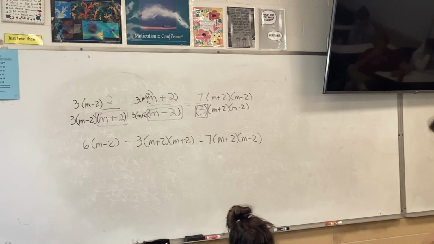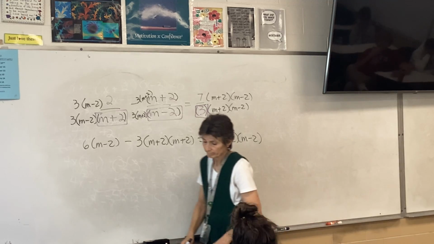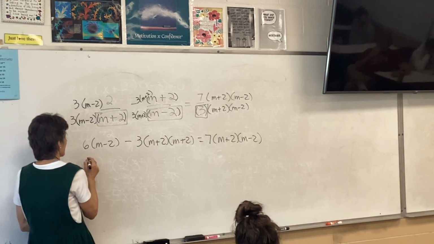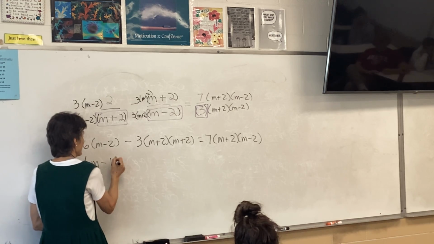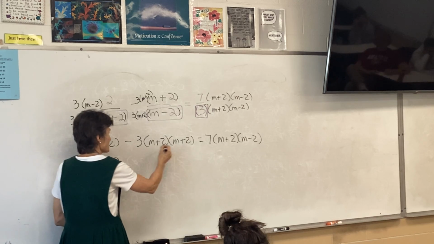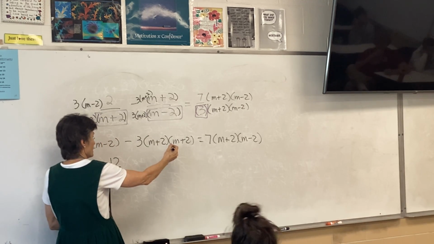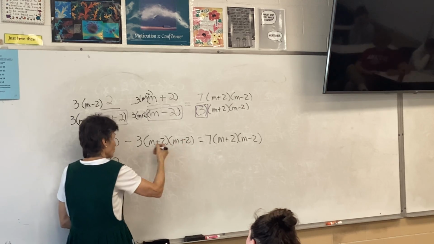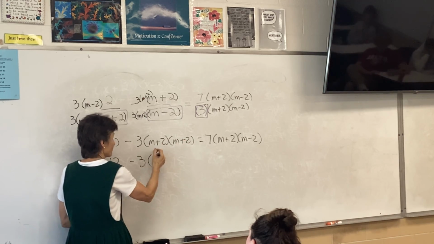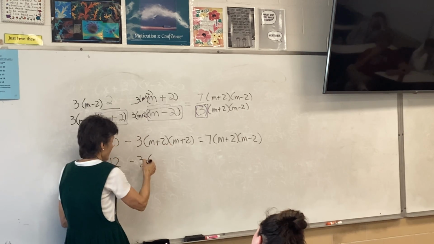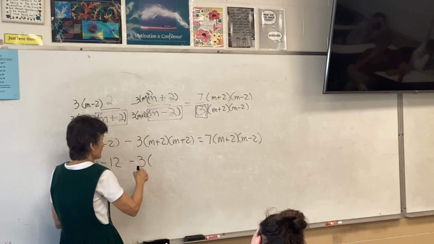Okay, so what happens now? What do I do now? Now I'm going to start distributing. So 6m minus 12. Now this one is a lot, so I think I'm going to do it in 2 stages, because there's just a lot going on there. I'm going to go ahead and FOIL these 2 first, and then I'll multiply by 3 after I get it FOILed.